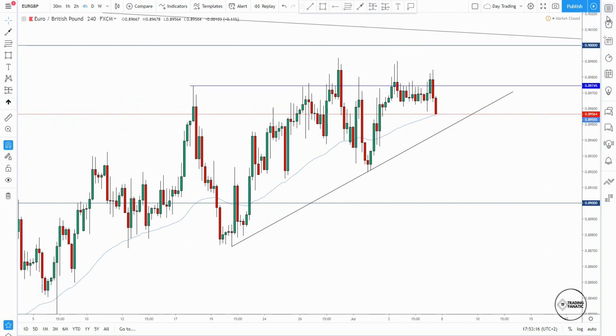So if GU is bearish, this should be bullish, but EU is bearish. So it's kind of a confusion because you don't know what to trade. So we better stay away for now. And the best setup for EG is if we break this trend line and if we have a retest of it and a new lower high formation.